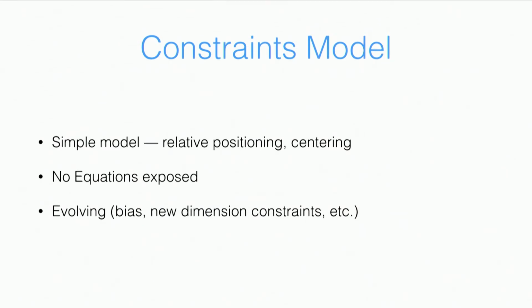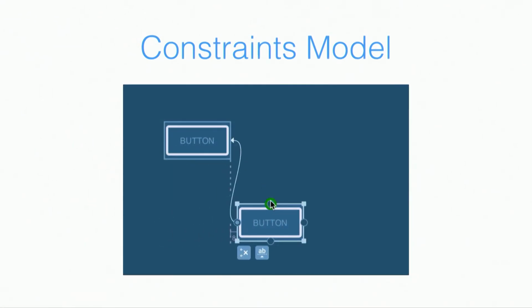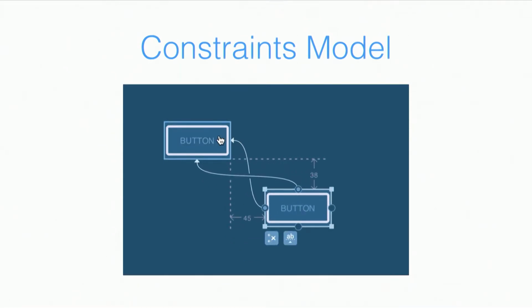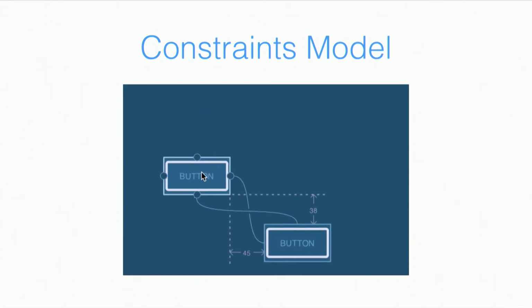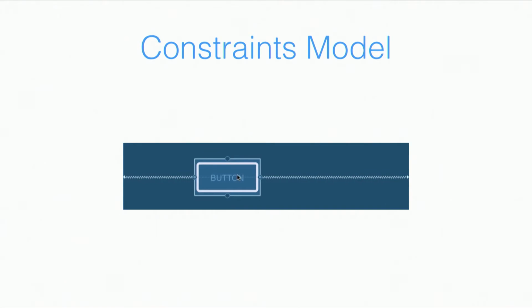So just to recap, that's what I mean by relative positioning, right? My second button is being positioned relative to that first one. So if I move the first one, everything moves together. And the second one is the centering. So here the button is basically connected to those two ends and is centered by default.